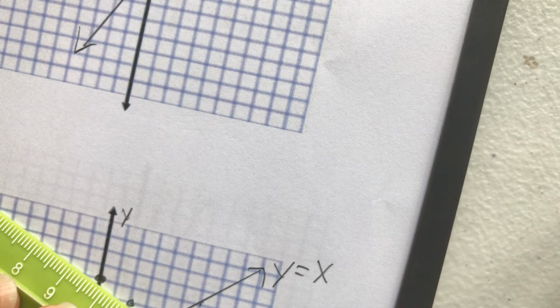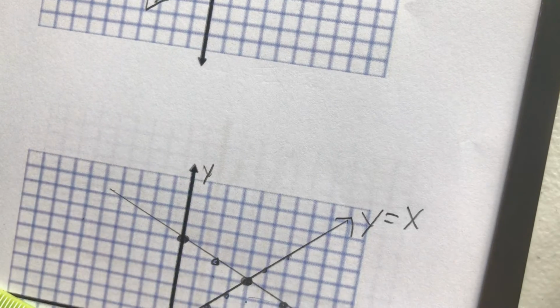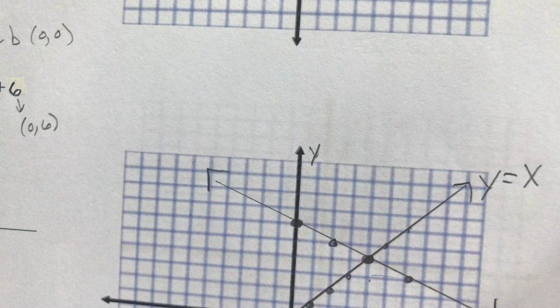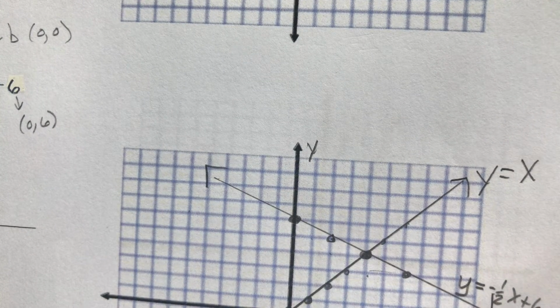I'm going to finish drawing my line here first. Oh, I'm not too far off. I'm going to label it: y equals -1/2 x plus 6.